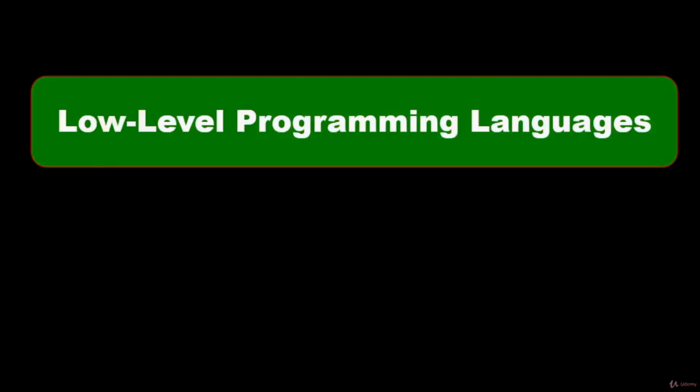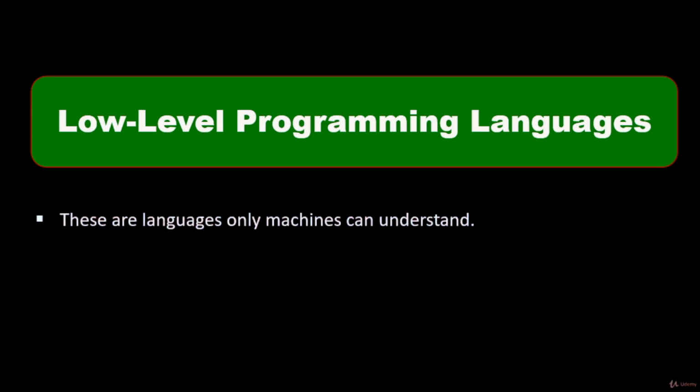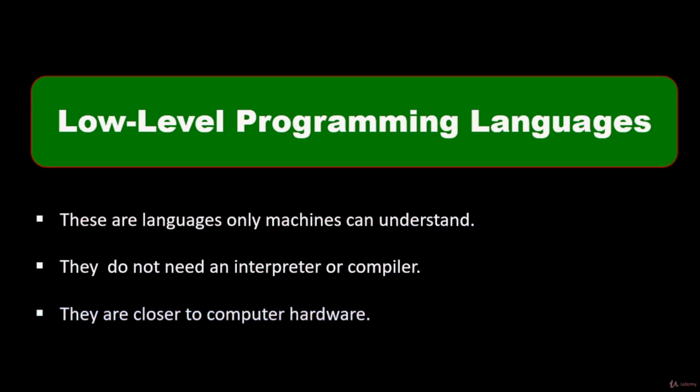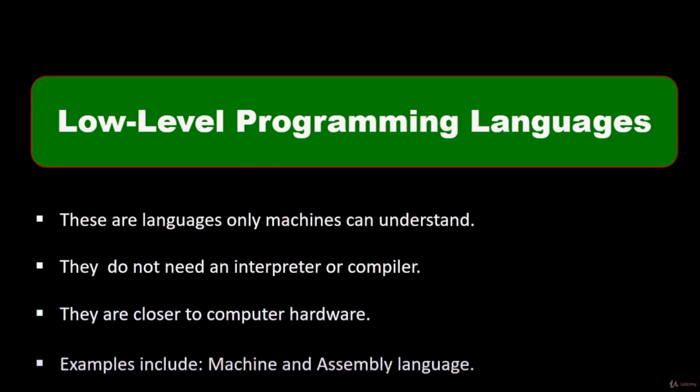What are low-level programming languages? These are languages that only machines can understand. They do not need an interpreter or a compiler. They are closer to the computer hardware. Examples include machine and assembly language.